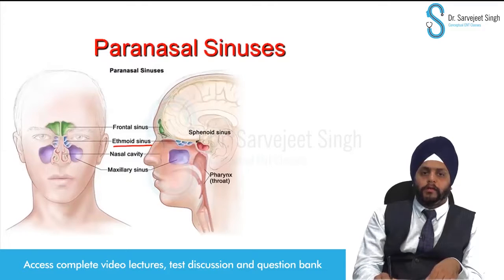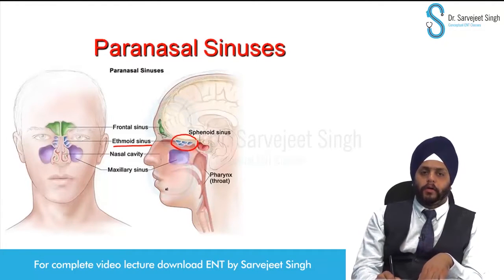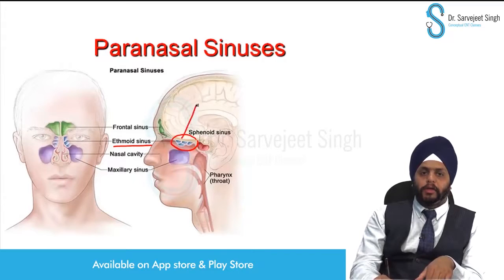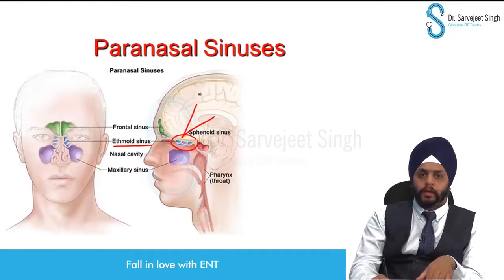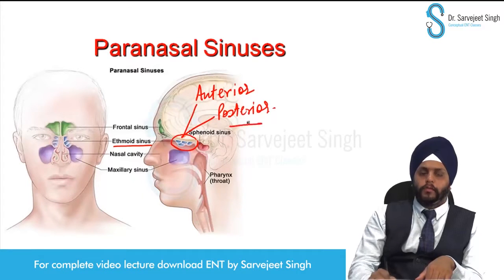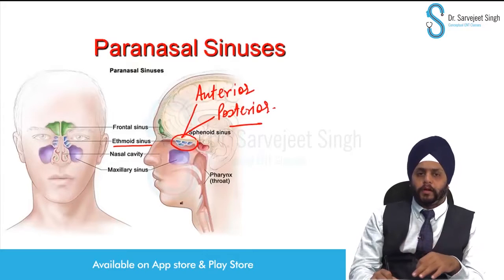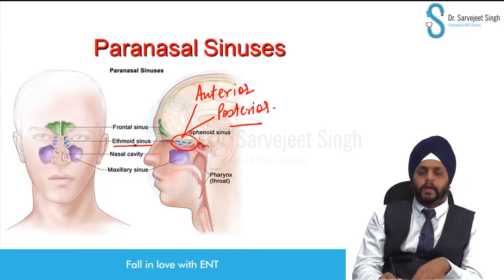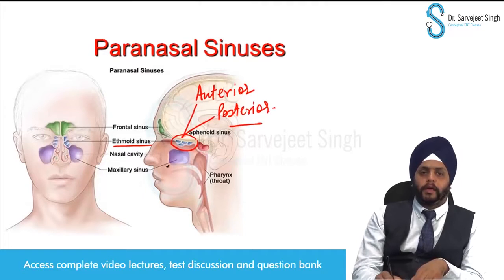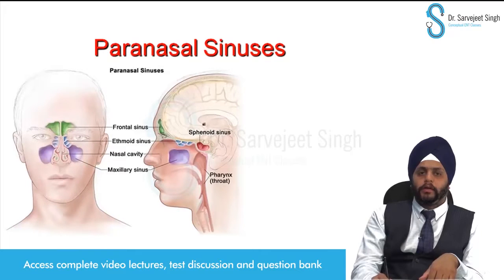You can see over here, ethmoid is a group of cells. They are small, tiny air cells in the ethmoid sinus, and we divide them into 2 separate groups: anterior ethmoids and posterior ethmoids. So the ethmoid sinus is divided into 2 groups: anterior ethmoidal cells and posterior ethmoidal cells. We have the second sinus to develop, that is the ethmoid sinus, and then develops the sphenoid sinus.